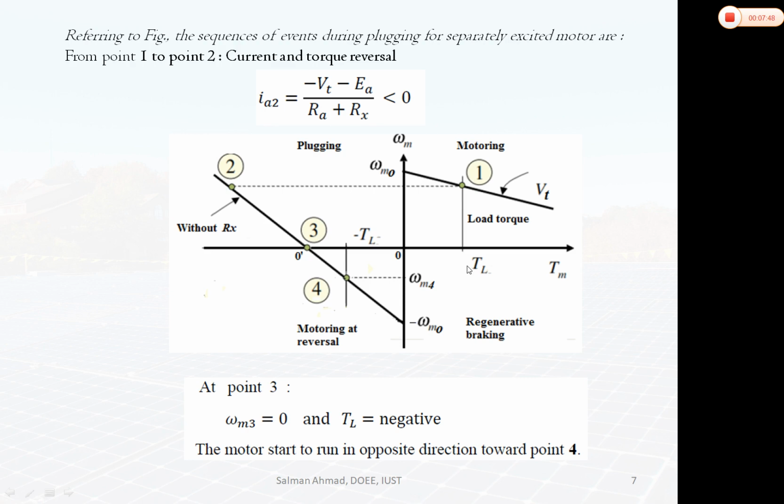Okay, so this current is negative. Previously, for example, the load torque was here, so the drive was working in this mode. As soon as we applied plugging, the characteristic will shift to this, and it will trace this motor characteristic. At point 3 the speed becomes 0, but if we do not disconnect the supply, then it will rotate in the opposite direction. Here you can see speed becomes negative and torque also becomes negative. So it is working in motoring mode, but the speed is negative. So we have to stop it at point 3 if we want to stop the motor.